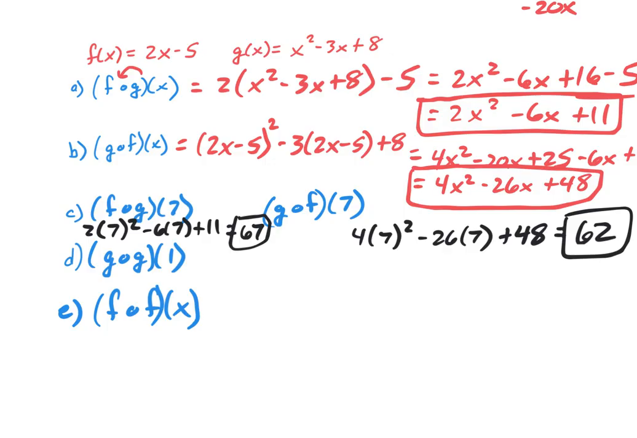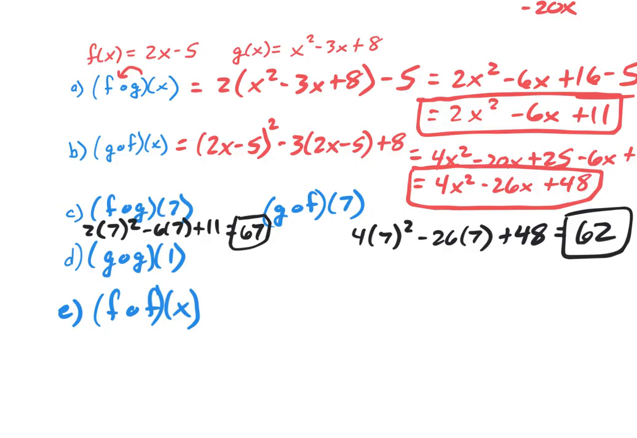So I'm going to start with 1. 1 goes into G. So this would be 1 squared, which is 1, minus 3 times 1, which is 3. So 1 minus 3 is negative 2. Negative 2 plus 8 would be 6. Okay, so that's what I get when I plug 1 into G. I get 6. Then I'm going to take 6 and plug it into G again. We're just working backwards. Basically, I'm going to evaluate twice. The first time I'm going to plug in 1. The second time I'm going to plug in the answer that I got.